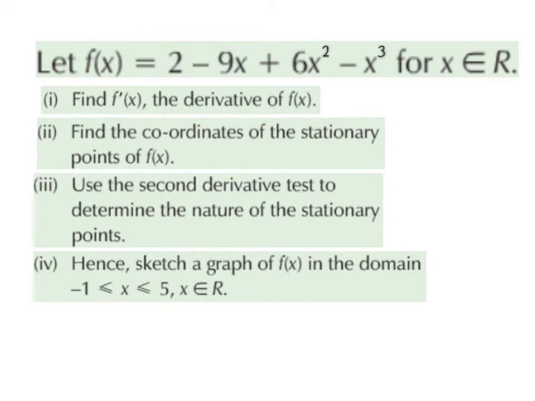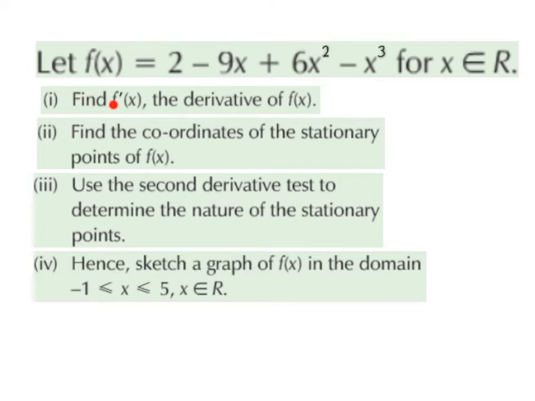Let f of x equal 2 minus 9x plus 6x squared minus x cubed for x an element of the real number set. So we notice that we have an x cubed value, so we know that our function is going to be cubic, so it's going to be S-shaped.